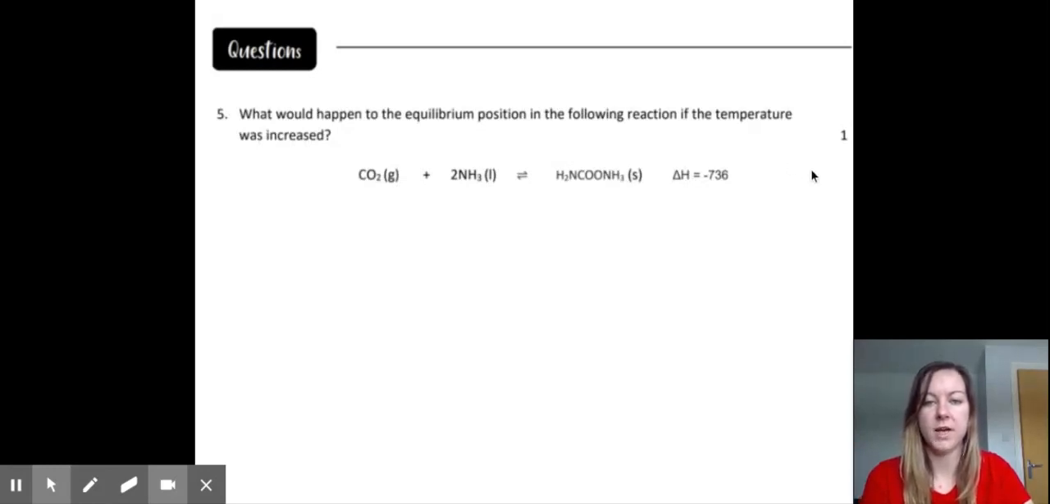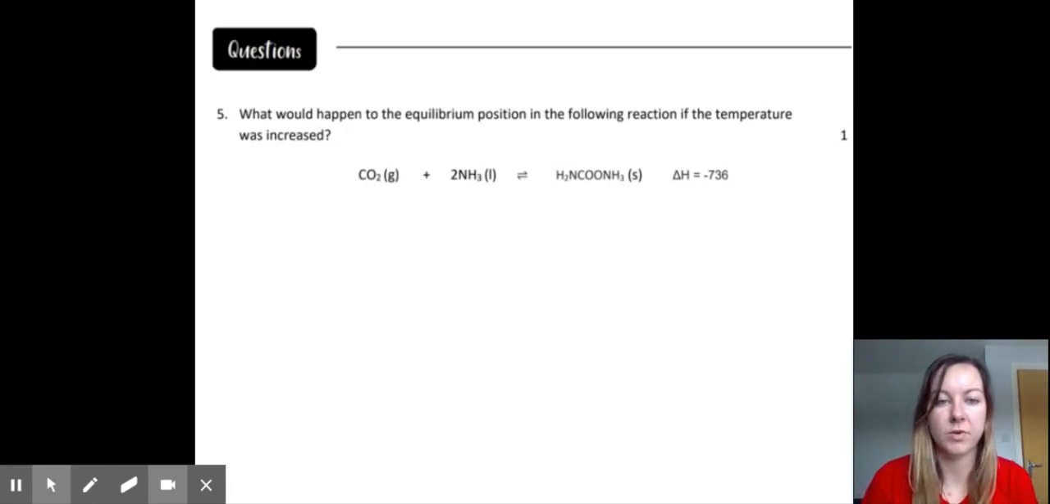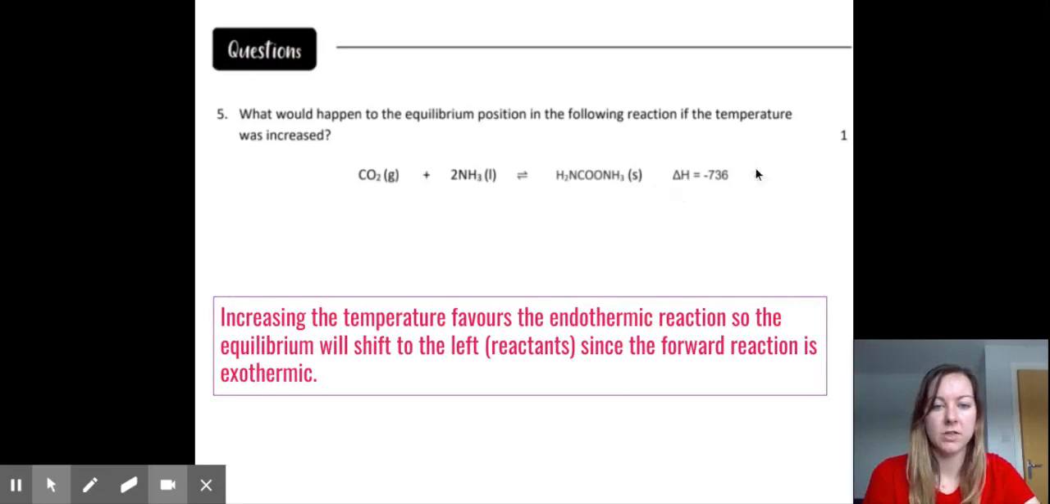Last one, number 5. What would happen to the equilibrium position in the following reaction if the temperature was increased? So increasing the temperature, remember, favours the endothermic reaction. As we can see, this reaction is exothermic, so it's going to shift to the left or the reactant side because of that. And that's only worth 1 mark, so that's all you have to say.